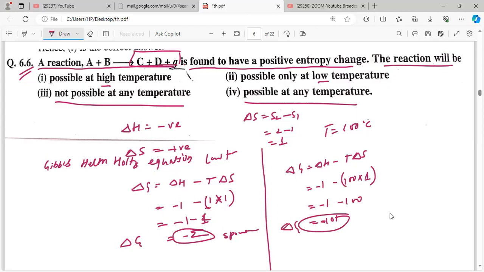So what you will do? Which option? Option number 4, possible at any temperature. Are you getting this one? Or should I tell again? We have to show two cases. The first one high temperature and the second one low temperature. Correct. Now let us go on to the next question.